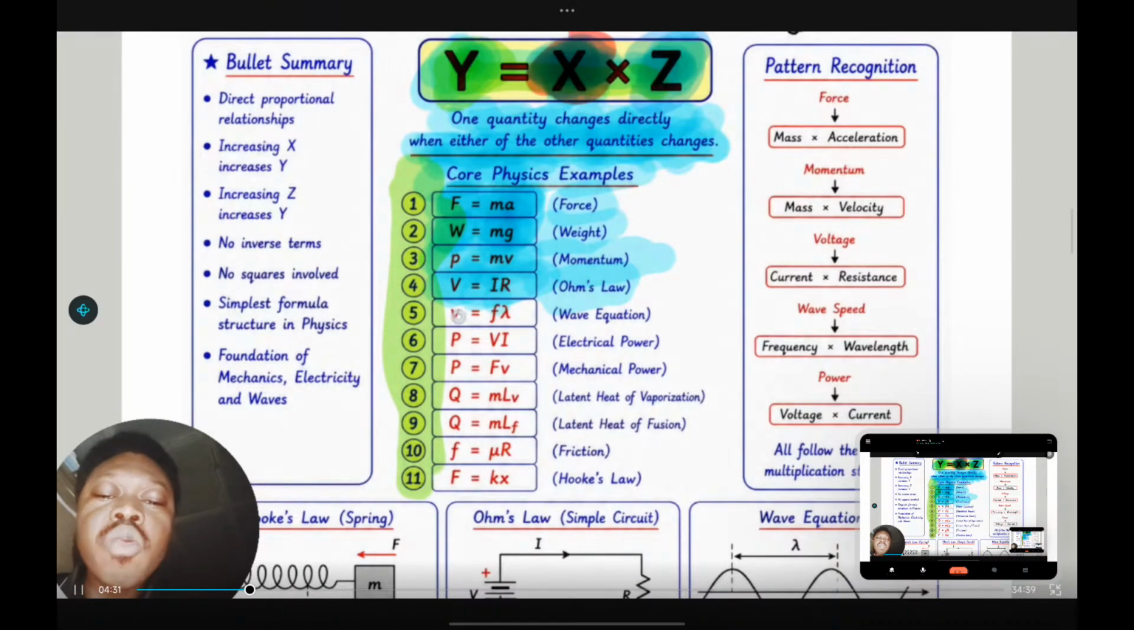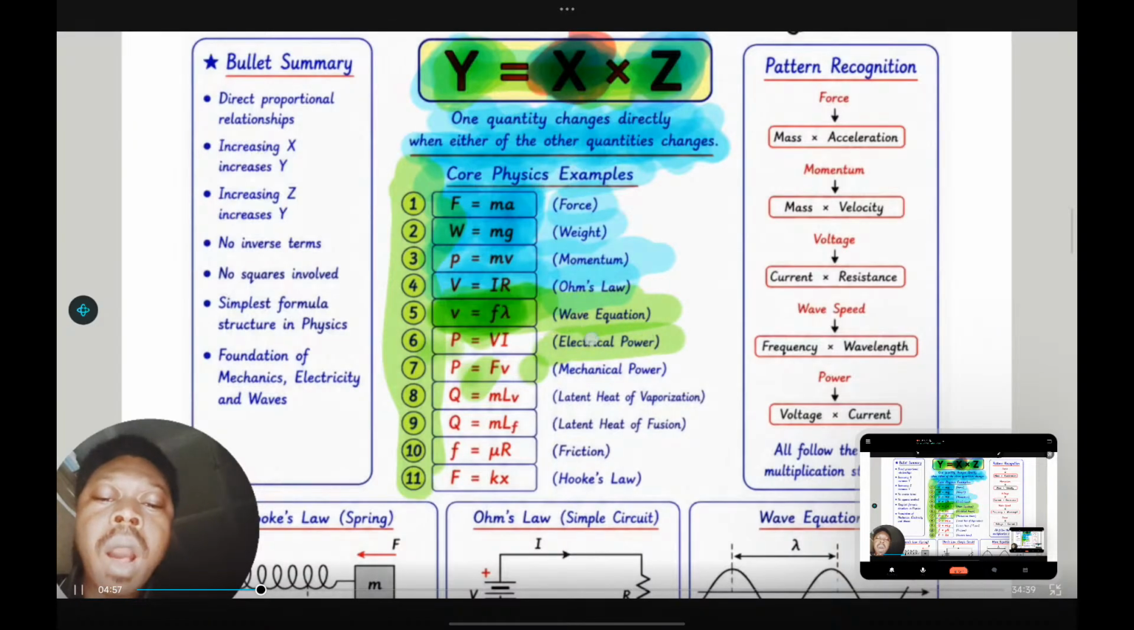Then we have our wave equation, which is v equals f lambda. v equals f lambda. I'm going to connect this to the second structure when we get there, the foundational formula. So from this, we are bringing in frequency, which is why it is taking this particular shape. So velocity equals frequency multiplied by wavelength. Take note of the structure.